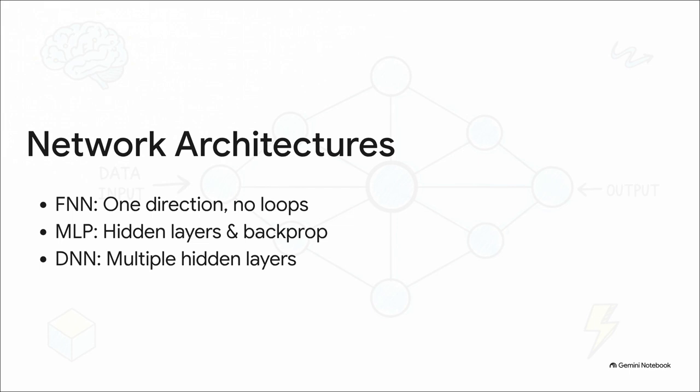So what happens when we actually start stacking these neurons together? Well, you get different architectures. First up, feed-forward neural networks, or FNNs. These are super simple. Data moves in exactly one direction, straight from input to output, with absolutely zero loops. Second, we have the multi-layer perceptron, or MLP. This introduces hidden layers between your input and output, and crucially, it uses backpropagation to train. Finally, the deep neural network, or DNN. Honestly, this is just an MLP on steroids. It stacks multiple hidden layers to extract incredibly complex patterns for heavy-duty tasks like computer vision or speech recognition.